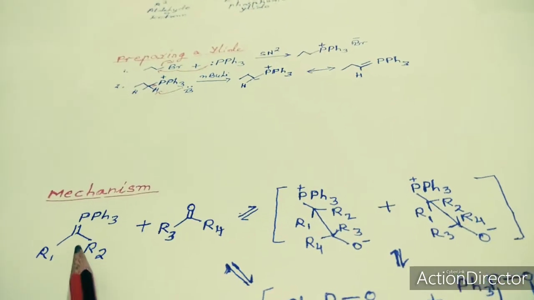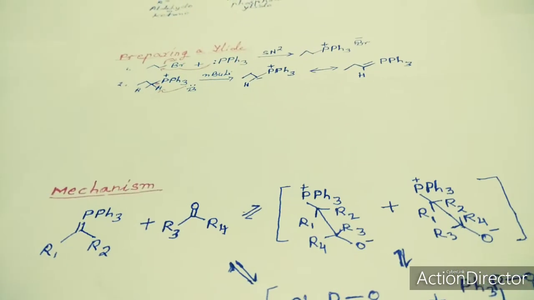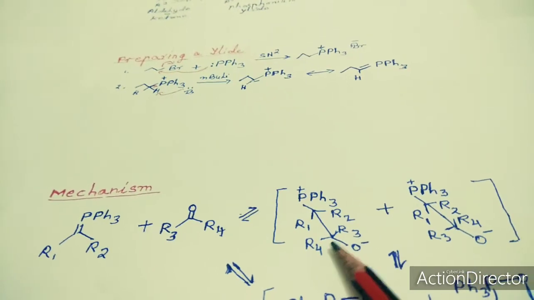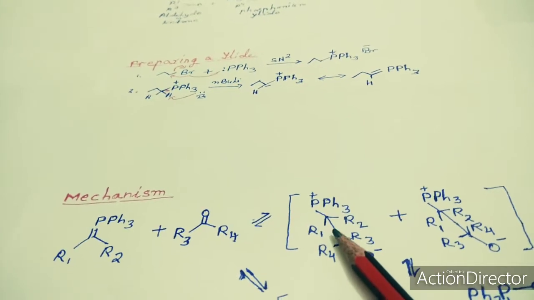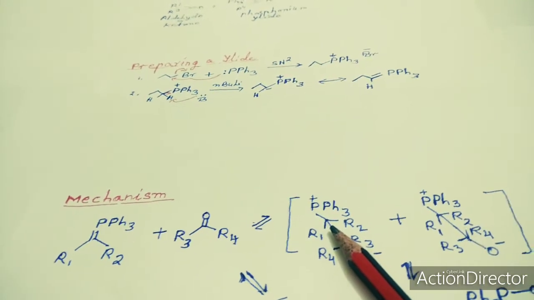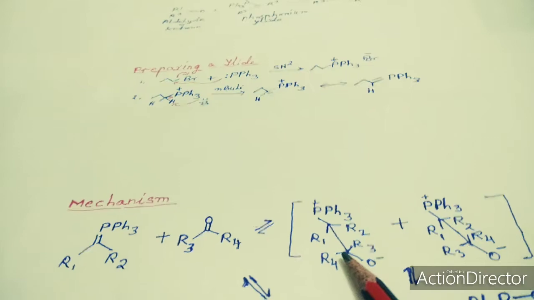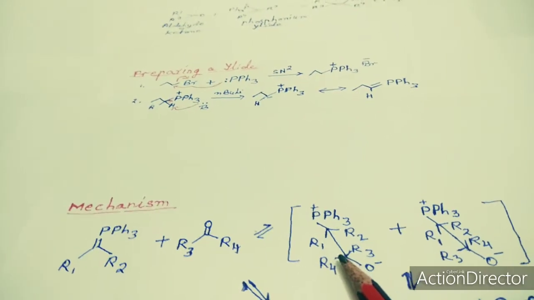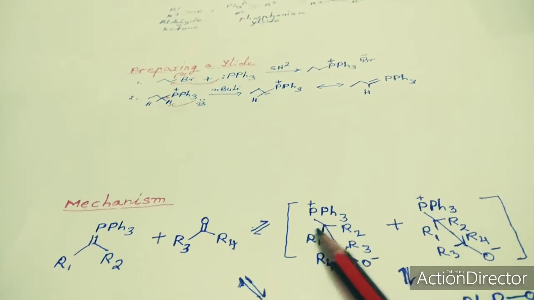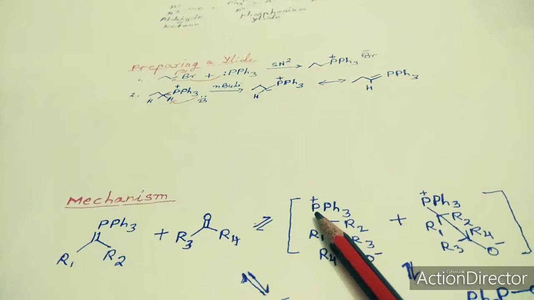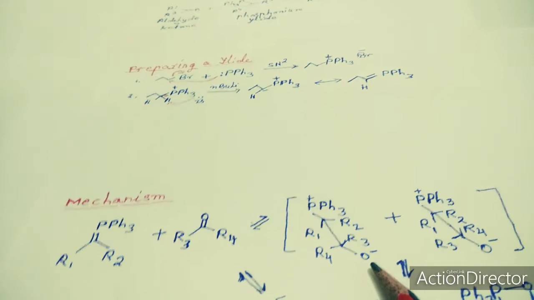So this P=C double bond, this electron pair will be attracted towards the positive carbon of the carbonyl. As a result, a bond will be formed between the positive carbonyl carbon and the negative carbon anion of the halide. So a bond is formed between the two, and since the double bond between phosphorus and carbon breaks, this electron pair is now with the carbon forming this bond. So again phosphorus will get a positive charge, and the carbonyl oxygen gets a negative charge.